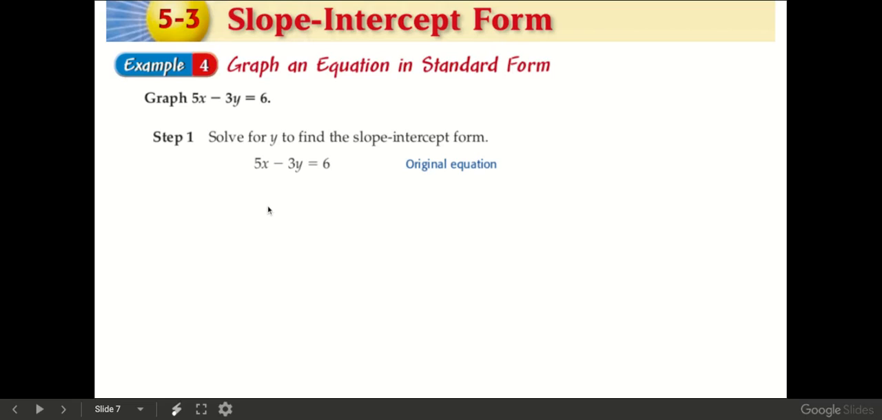So let's take this original equation and I'm going to solve for y. I'm going to start off by subtracting 5x from both sides. I want to get rid of this right here. So I subtract 5x from both sides, which leaves me with -3y equals 6 minus 5x.